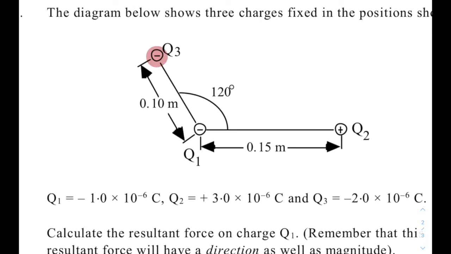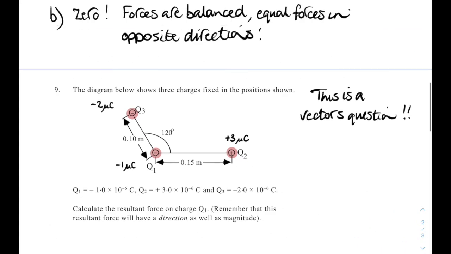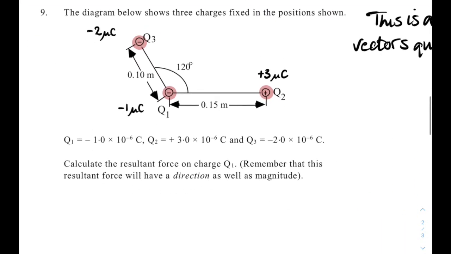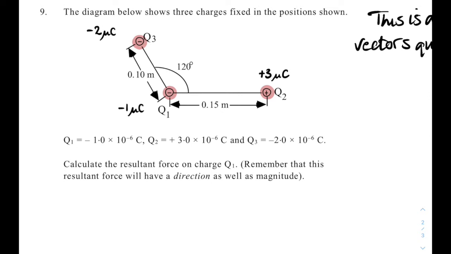Right, we've got 3 charges. Q3 is minus 2 microcoulombs, minus 2 times 10 to the minus 6. Q1 is minus 1 microcoulomb, and Q2 is a positive charge of 3 microcoulombs. They're all written underneath the diagram, but I'm just putting them on there to make it a bit clearer for myself. So 2 negative charges and a positive charge, and we have to calculate the resultant force on Q1, and we need the direction as well.